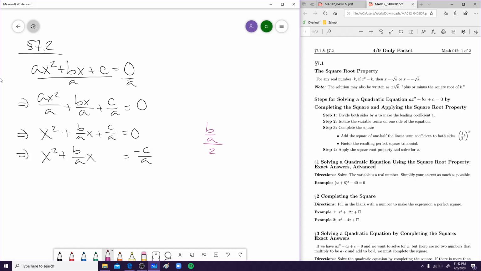I'm still going to divide it by 2, and I'm going to square it. So essentially this is b over a, and then this is 2. Since it's dividing, this becomes 1/2. Actually, let me take a step back. This is divided by 2, and when you divide by 2, we're going to multiply by 1/2. So then I get b over 2a quantity squared.